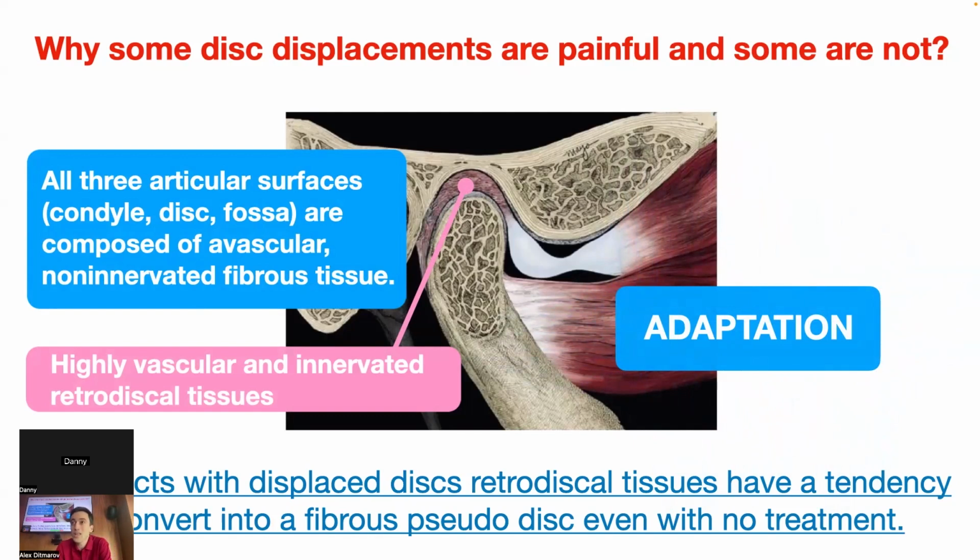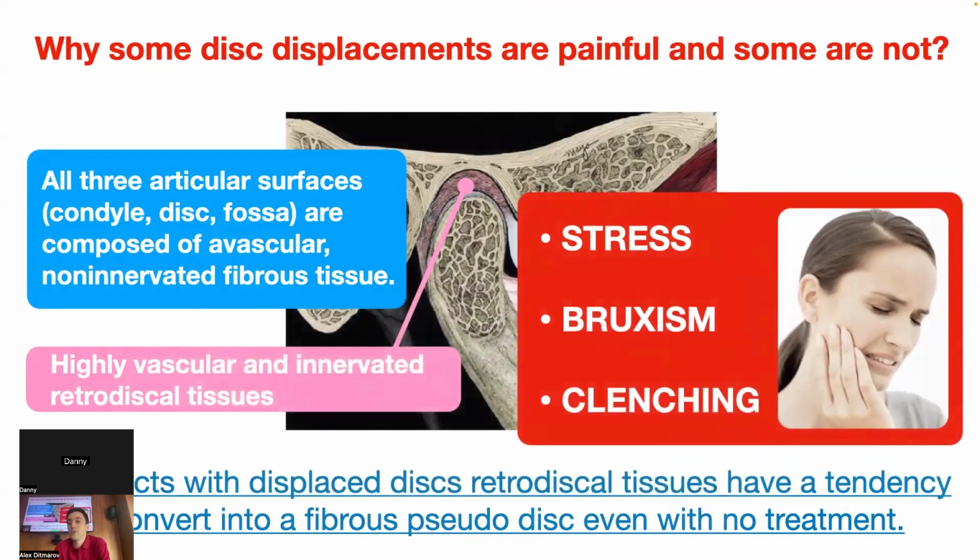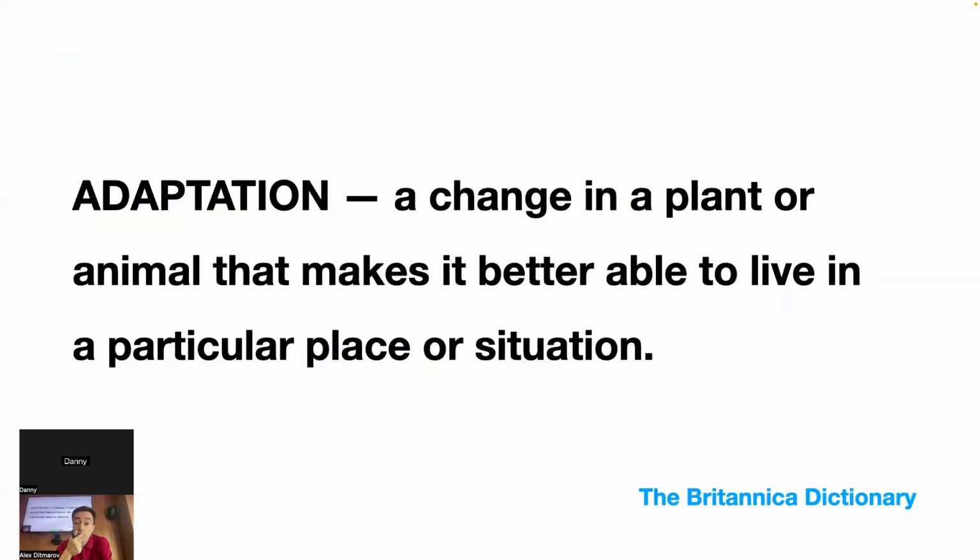But when this adaptation does not take place, when there is a lot of emotional stress, which causes bruxism, when the muscles are tight, then there is increased activity of masticatory muscles, and such patients have bruxism, clenching, and so forth. If there is an overloading of these retrodiscal tissues, there will be no adaptation whatsoever. What is an adaptation, right?